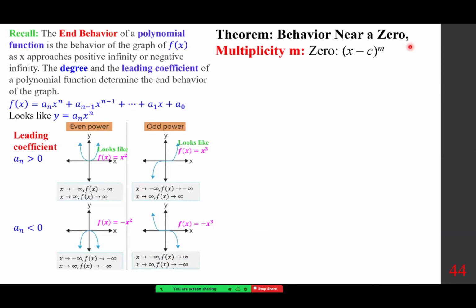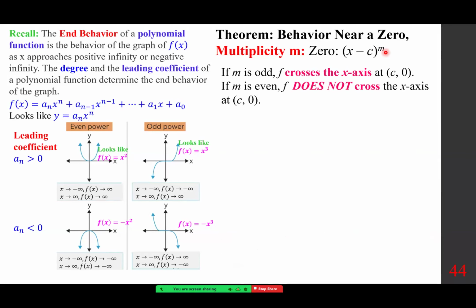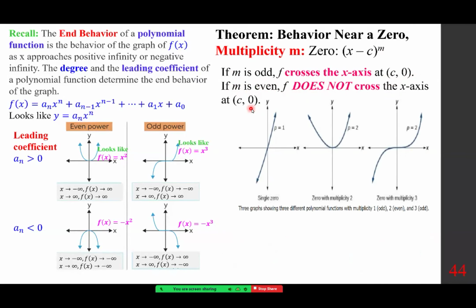We also have the behavior near a zero, or near an x-intercept, or near a root. Multiplicity m: x minus c, the zero, has multiplicity m because it's being raised to the power of m. If m is odd, f crosses the x-axis at c. If m is even, f does not cross the x-axis at c. So it looks like that. Those are some examples.